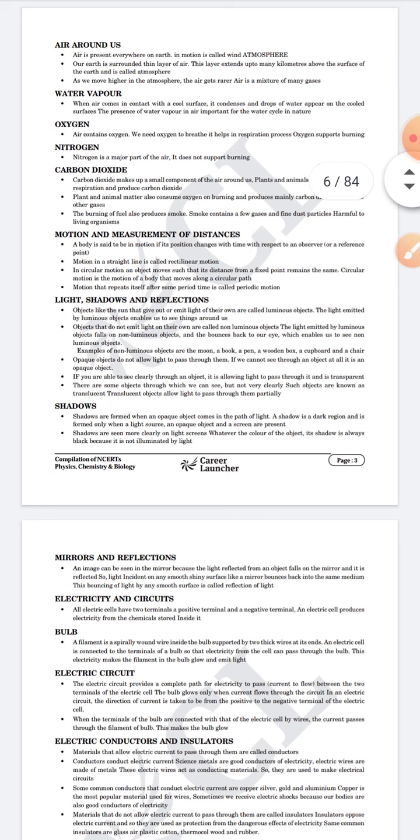Motion and measurement of distance. A body is said to be in motion if its position changes with respect to time, an observer, or a reference point. Motion in a straight line is called rectilinear motion. In circular motion, an object moves such that its distance from a fixed point remains the same. Circular motion is the motion of a body that moves along a circular path. Motion that repeats itself after some period of time is called periodic motion.